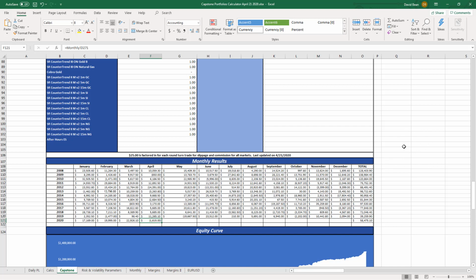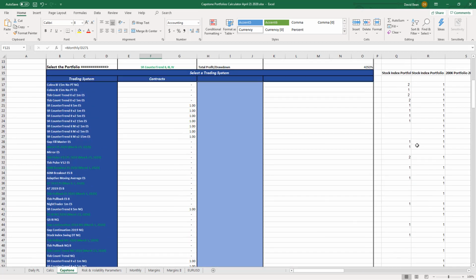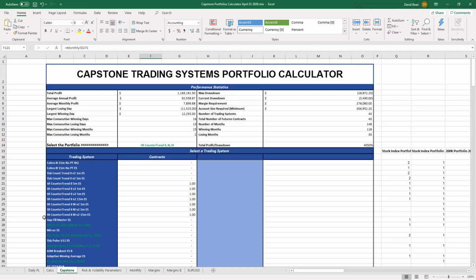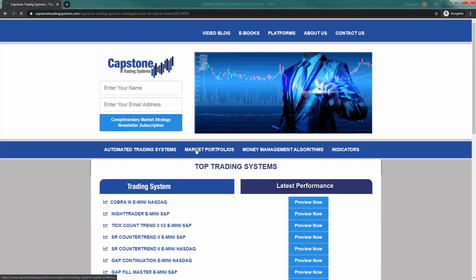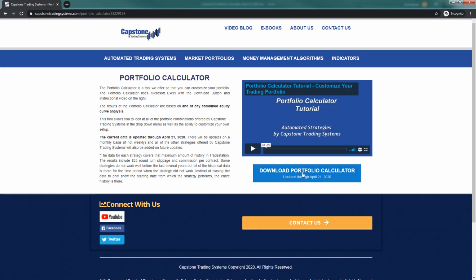So this is the updated portfolio calculator. You can download it from the portfolio calculator page on the website, capstonetradingsystems.com. I'll show you where you can get that. Go to the website, Market Portfolios, and you can click on Portfolio Calculator and download it here, updated through April the 21st.